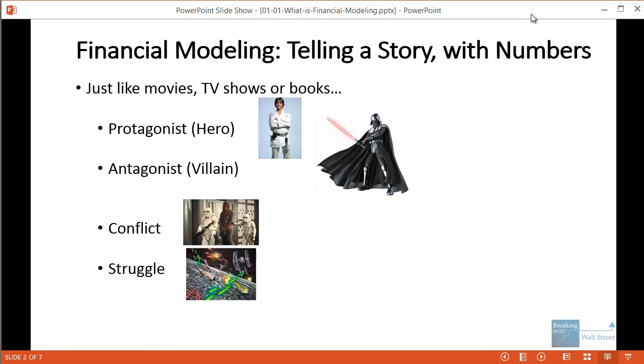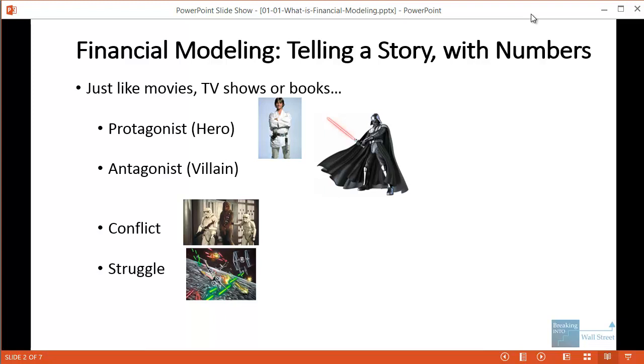And then there's some type of struggle. So not only do you get into a conflict, but it evolves past that. And here, of course, we see X-Wings and TIE fighters battling each other over the Death Star. With financial modeling, it's not quite this dramatic or action-packed because you're really doing this in Excel. So a little bit less exciting, we could say.